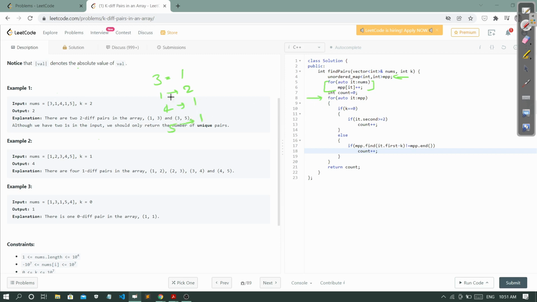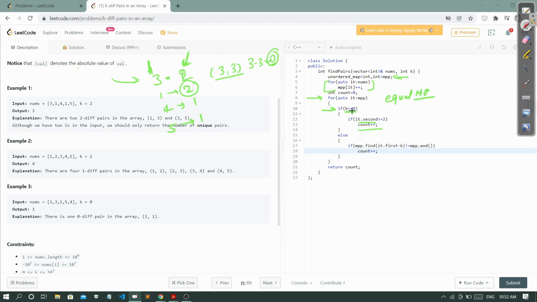And after that we iterate the map from this point. If k is equal to 0, it means that we have to find only equal numbers. So suppose in this case only 1 occurs an equal number of times. Okay, so this one is represented as it dot first and this one is represented as it dot second. If it dot second is greater than or equal to 2, it means that we get the required pair for k equal to 0. Suppose 3 occurs 2 times, then we get a pair, because 3 minus 3 is equal to 0 and k is equal to 0. So we increase the count by 1.